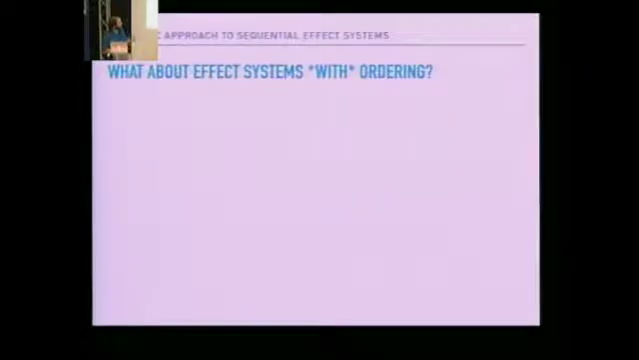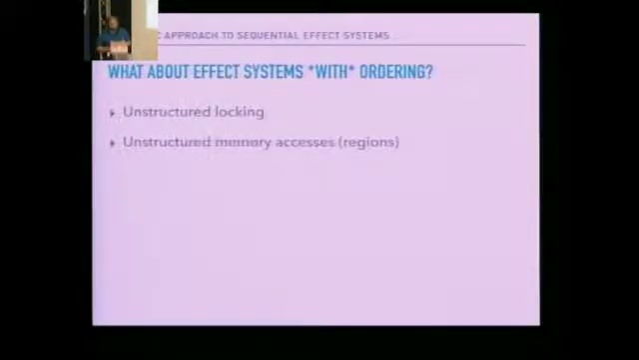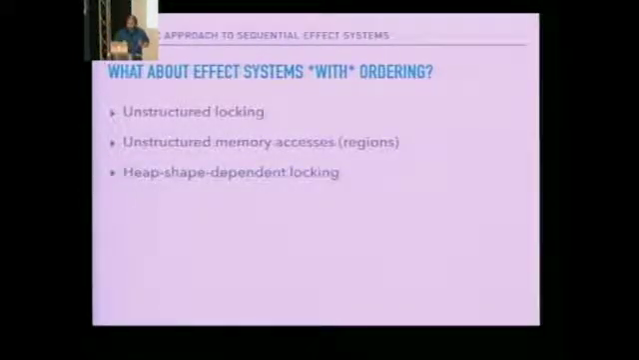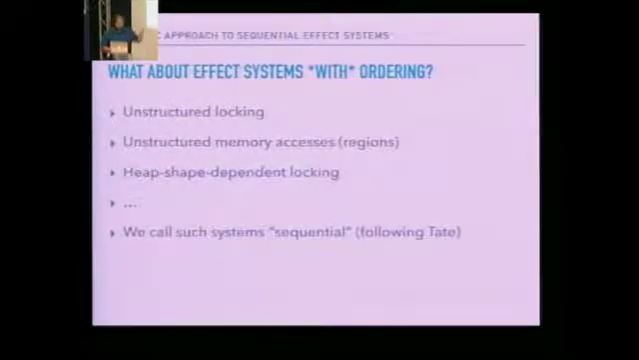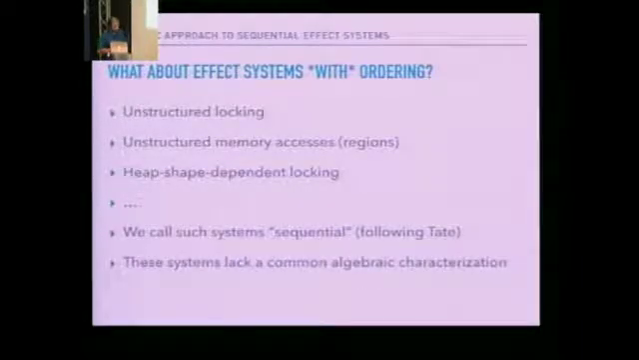And so we can ask the question, what do we get if we relax this restriction, if we let the effect system consider ordering? And this gets us stronger properties, more complex properties like unstructured locking, unstructured memory access, heap shape dependent locking, and even certain classes of trace properties. And so I'm going to call these sequential, following some terminology that Ross actually set up. And these systems lack an established algebraic characterization.